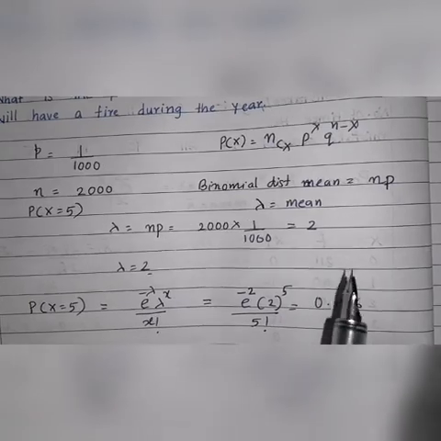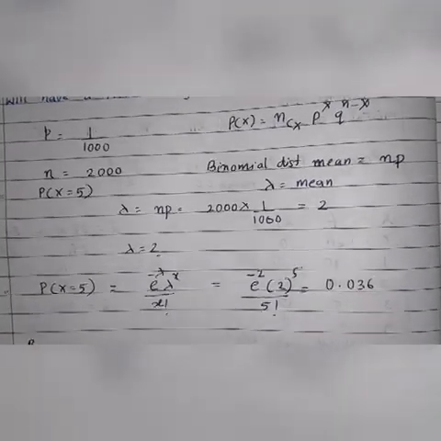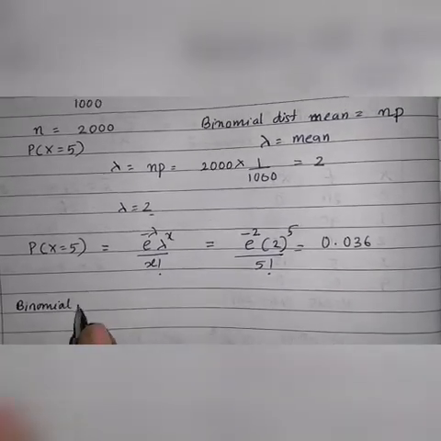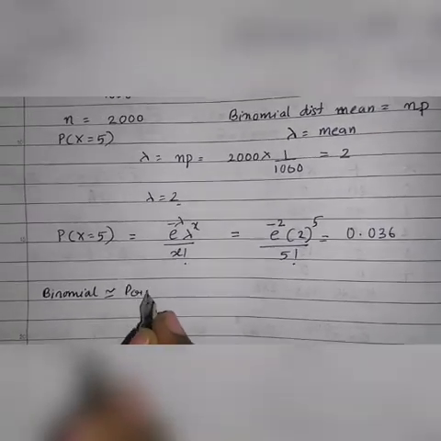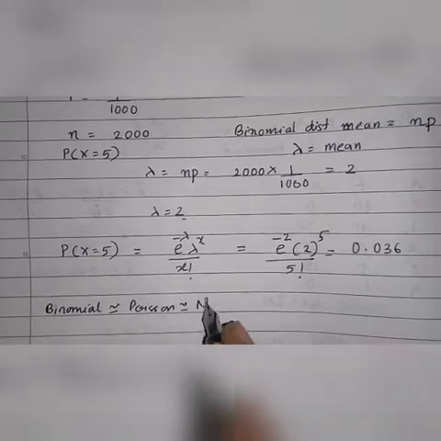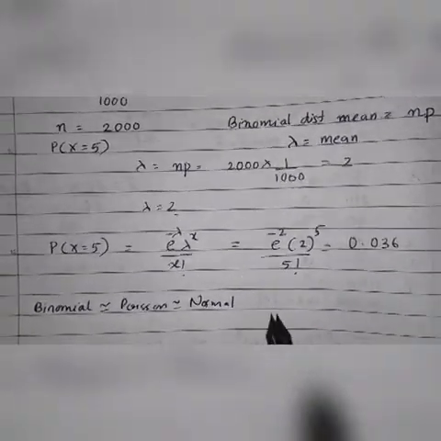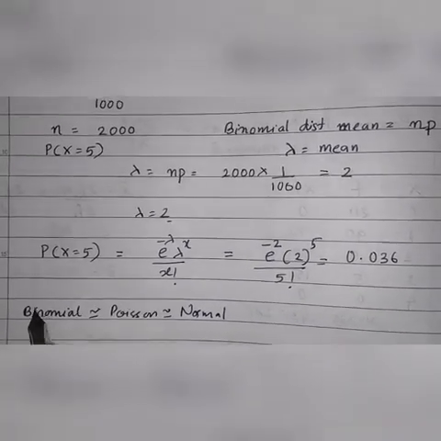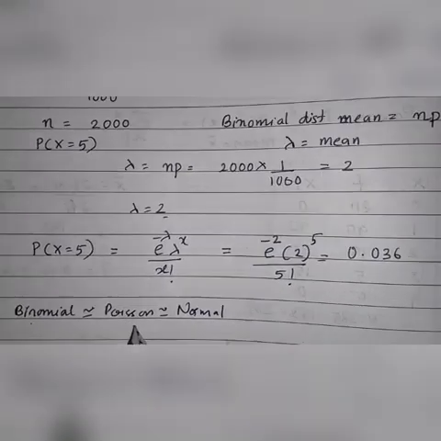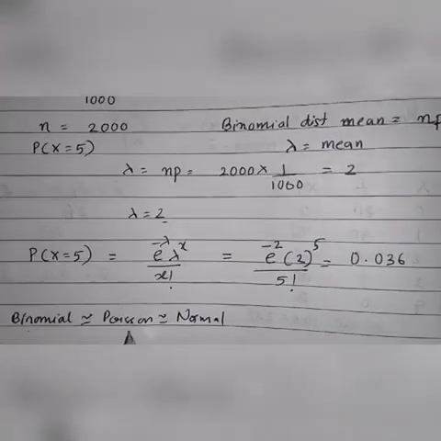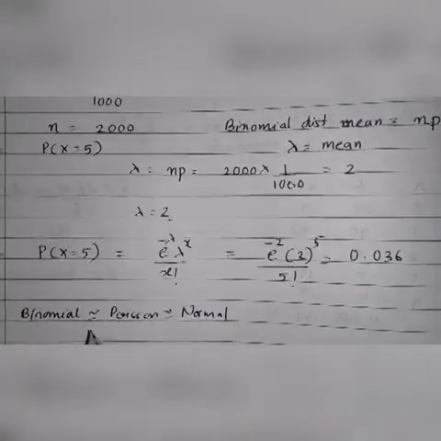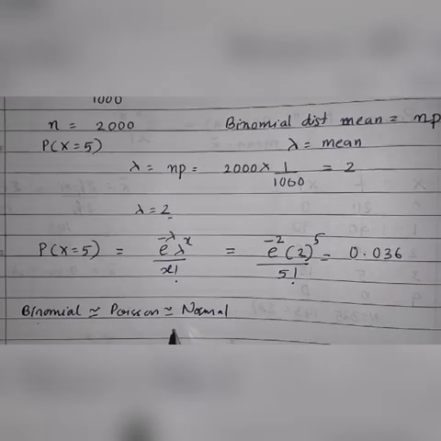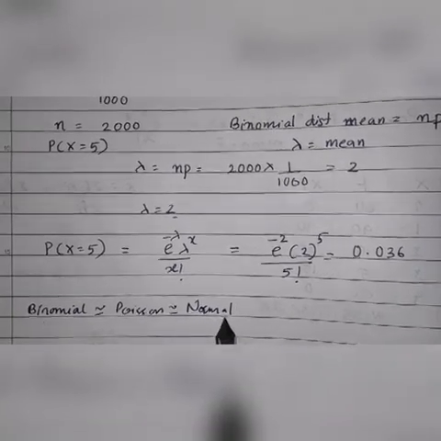So more or less binomial, Poisson, and normal are related. All three distributions are related, provided one thing we have to remember: these two distributions use discrete data. That is, they use whole numbers. Normal distribution uses continuous data. So here we use counting data, here we use continuous data.